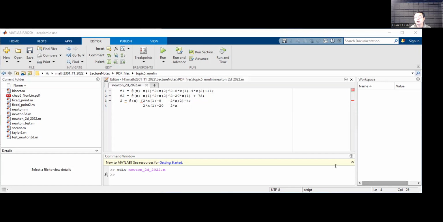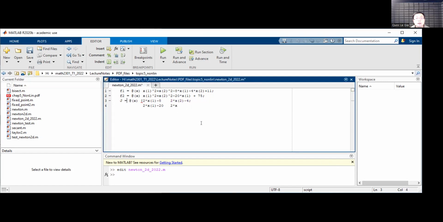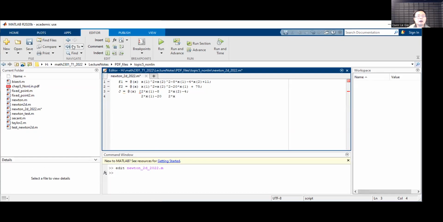Question. Why do you do J minus? I should say equal, right? Not minus, equal. Is it too small? Maybe let me make it a bit bigger. I can make the font a bit bigger, so home.